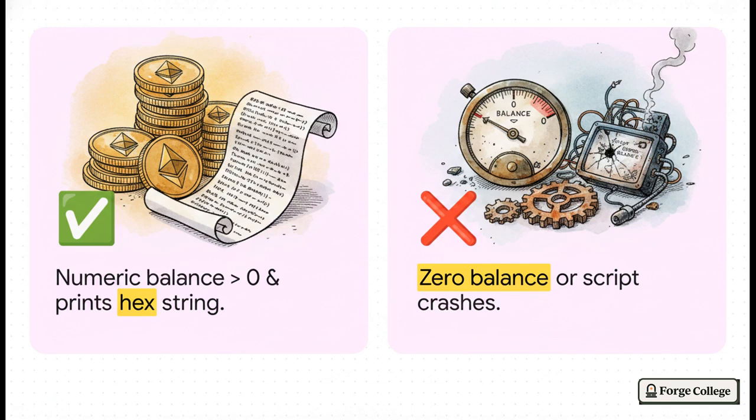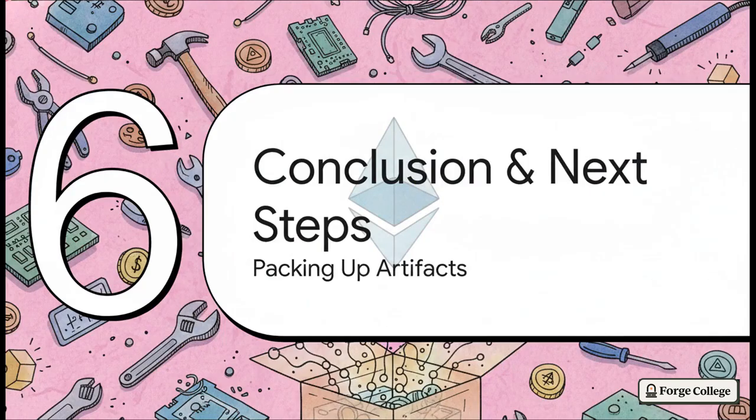Failure, on the other hand, looks like a big fat 0 balance, or your script just crashing when it tries to get the fee data. Keep in mind, a 0 balance or querying the wrong testnet chain ID will completely halt our simulation before it even begins. Finally, Section 6, Conclusion and Next Steps.